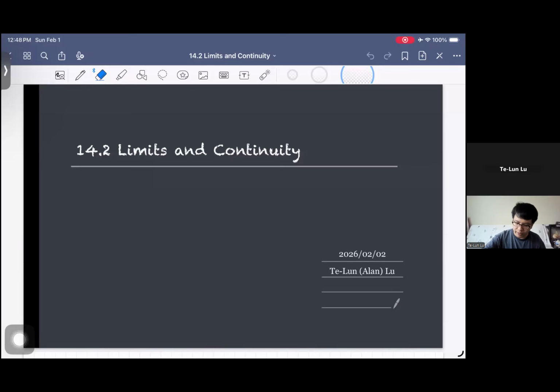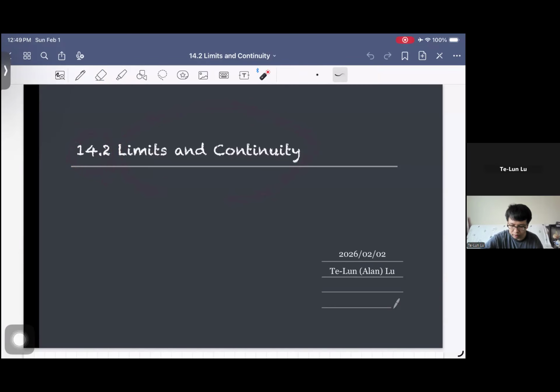Okay. Hello, guys. This will be your lecture 7. Today we're talking about limit and continuity, which is section 14.2. And this will be the actual section that we start doing calculus. So make sure you understand what we're doing now.